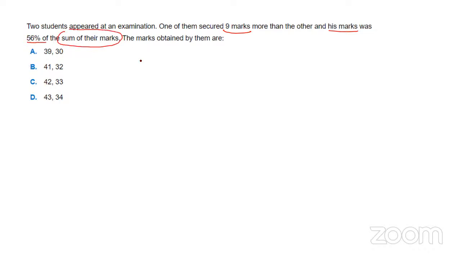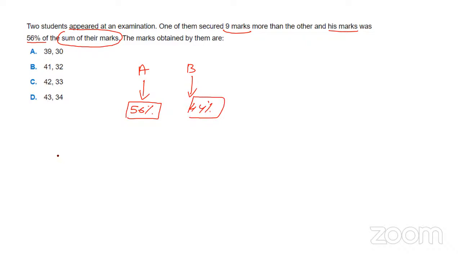So there are two students, A and B. So A scored 56% of the total marks. Total sum, A plus B, A is getting 56% of the total sum of the marks they got, right? So can you tell me, clearly we can say that since there are only two students, if A is getting 56%, we can say that B will be getting the remaining part. That is nothing but total is 100% minus 56 will give you 44%.